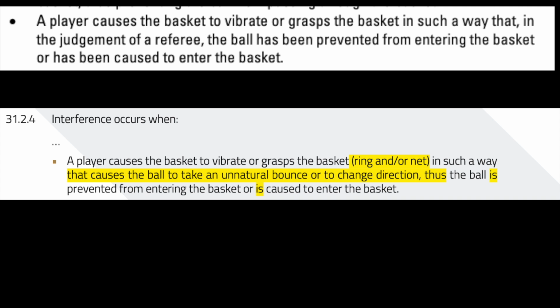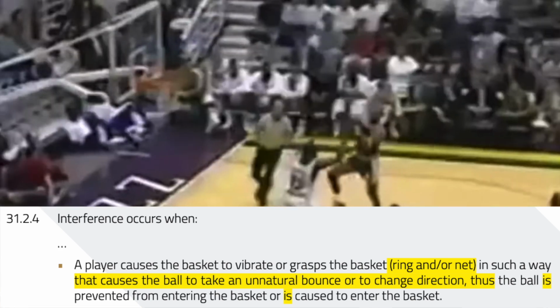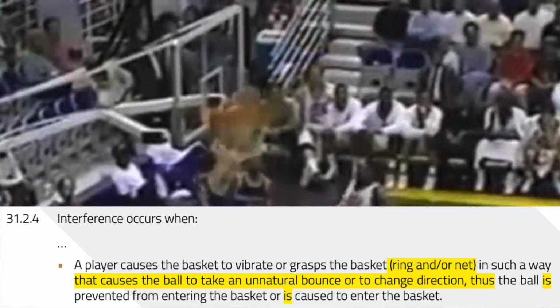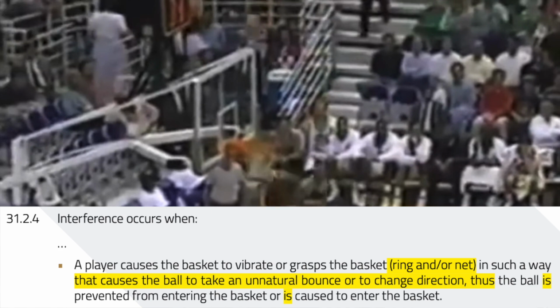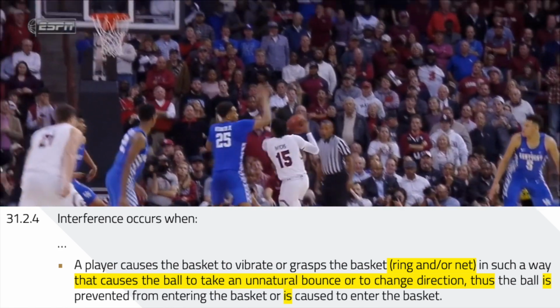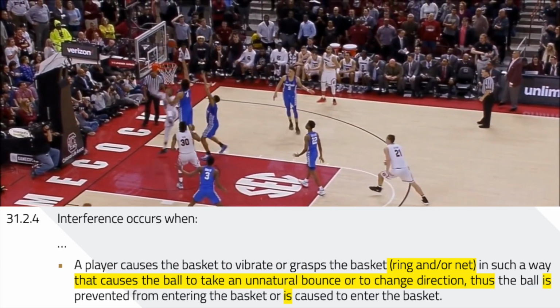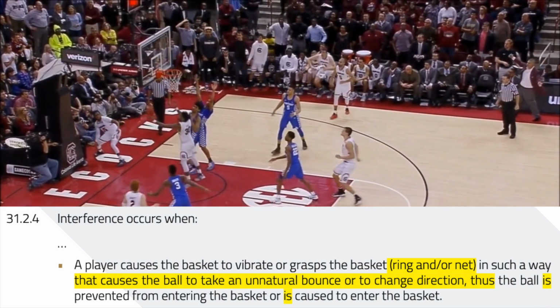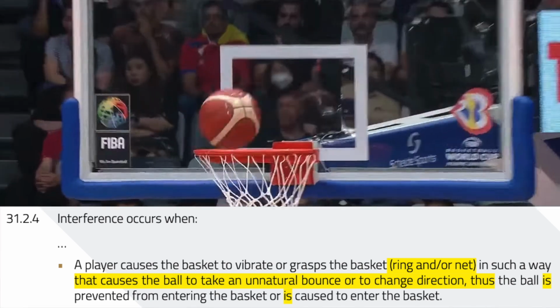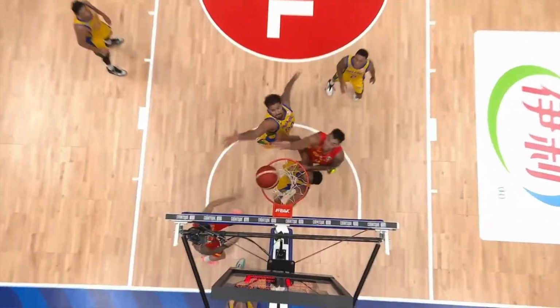The purpose is that officials were interpreting that anytime a basket was vibrated or grasped by a player, that is automatically a basket interference. But that's not true, because a player can cause the basket to vibrate or grasp the basket, which is the ring and/or net, and it wouldn't interfere with the ball. And we say interfere, as the rule says, an unnatural bounce or change of direction. You will see a player do exactly that, but we shouldn't have a basket interference call because it does not affect the ball as this rule states.